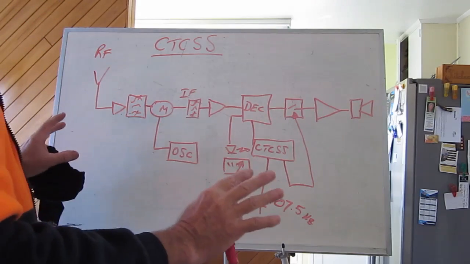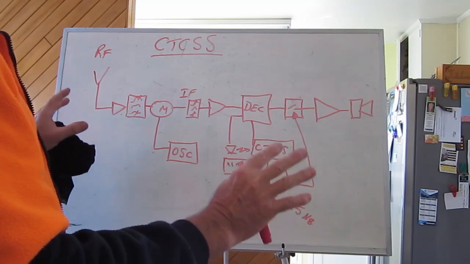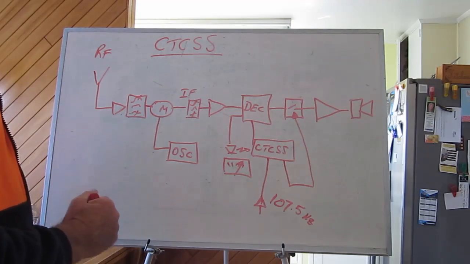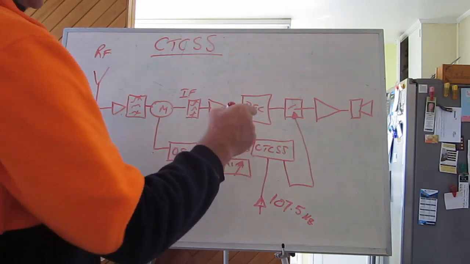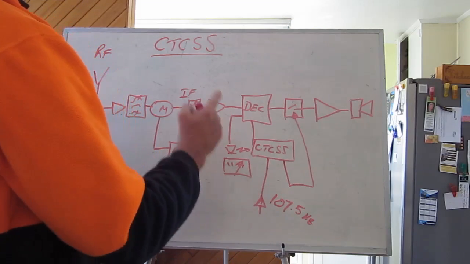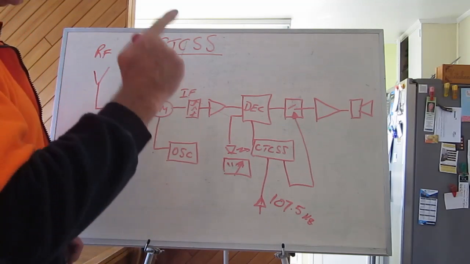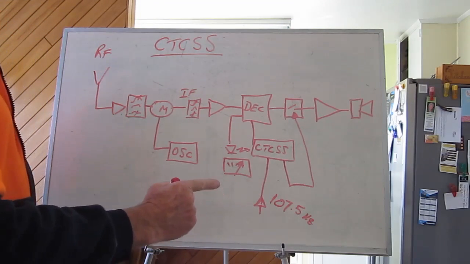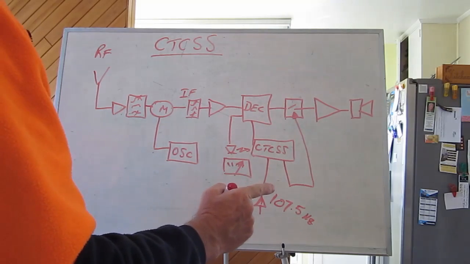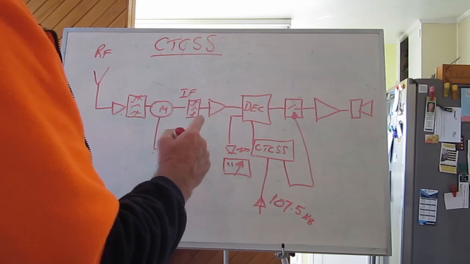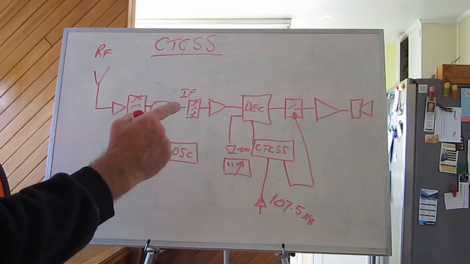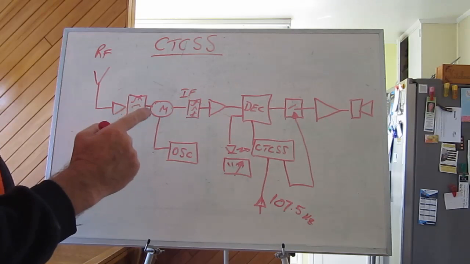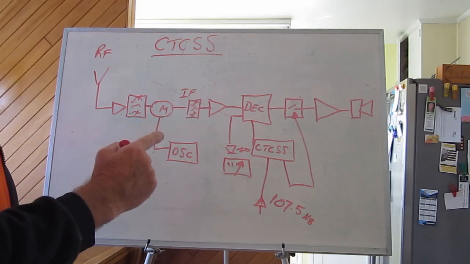So for CTCSS to work correctly, and this is the most important point, you have to program the correct tone onto the transmitter and on the receiver. So when you're programming a radio, for this thing to work properly, CTCSS must be programmed on both the transmitter and the receiver.